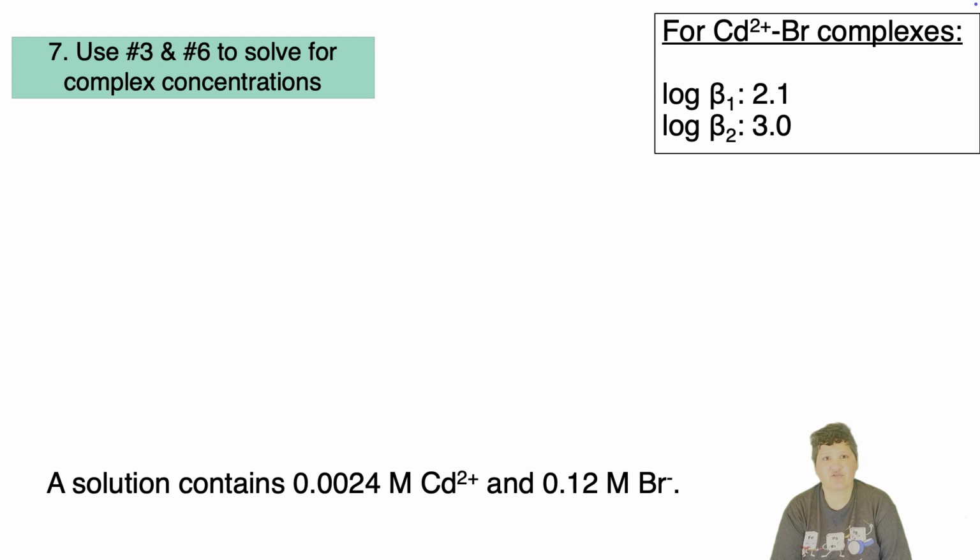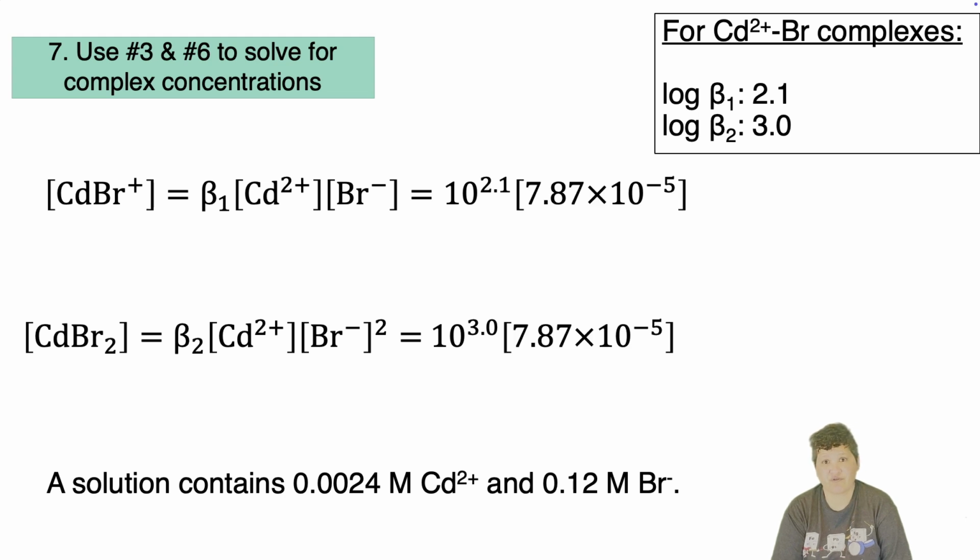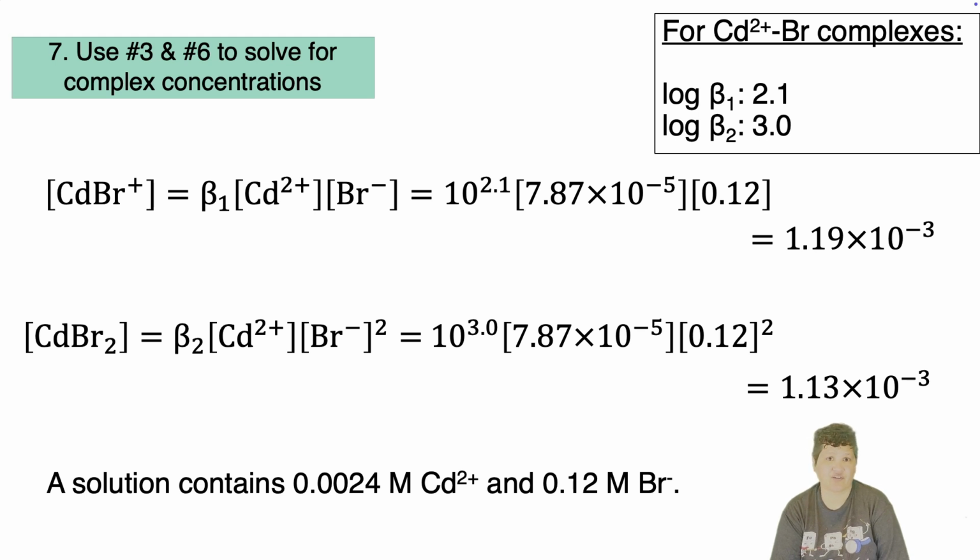Now that we have the concentration of the free ion, we can go ahead and calculate the concentrations for each of our cadmium-bromide complexes. We'll start with the expressions that we derived in step 3, and then we can plug in our beta values, our concentration of free cadmium, and our concentration of bromide. And then just a quick pass through the calculator gives us our concentrations.